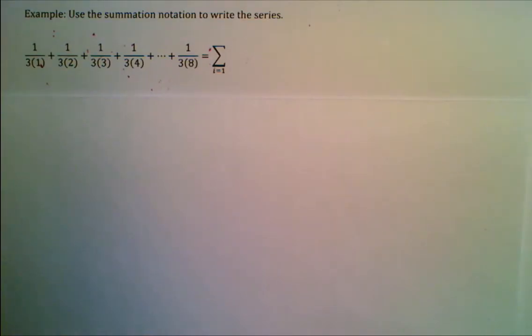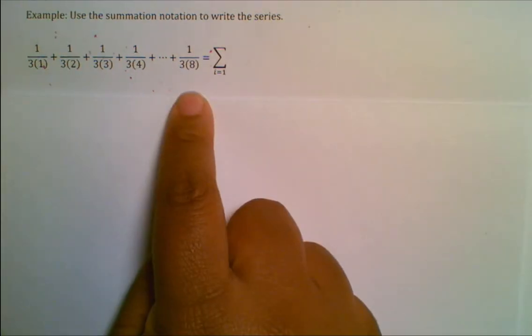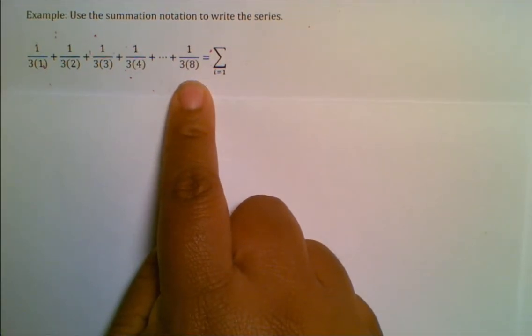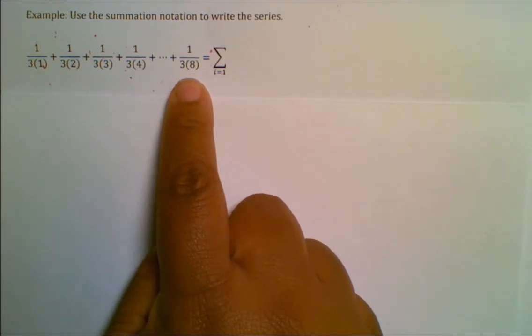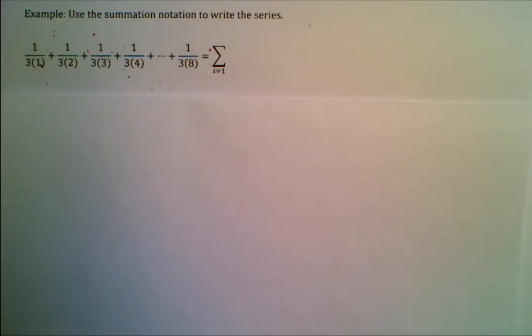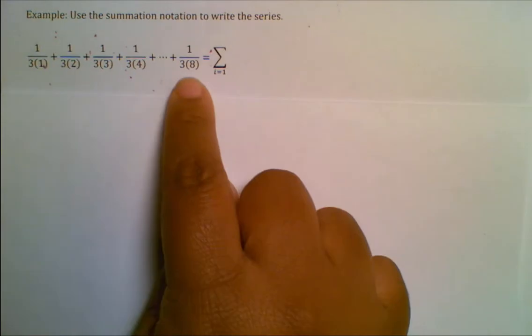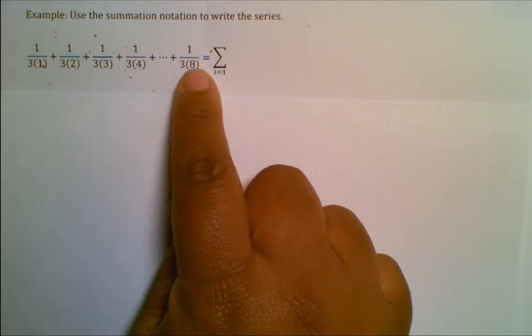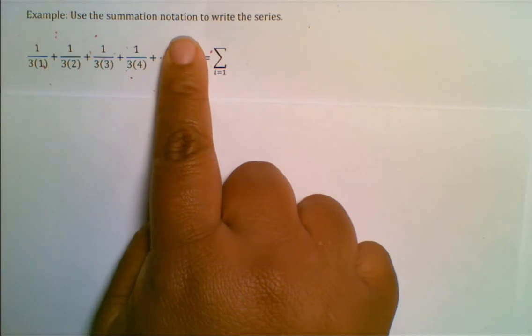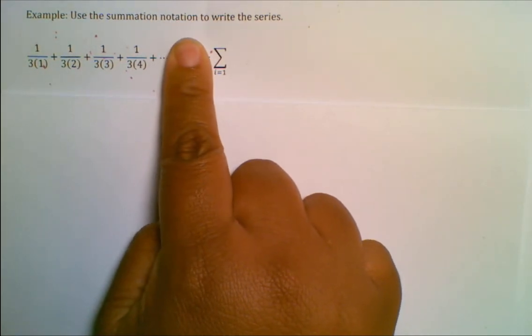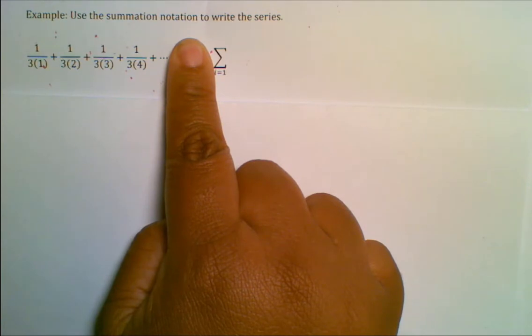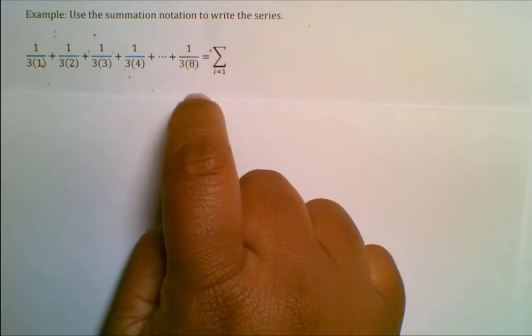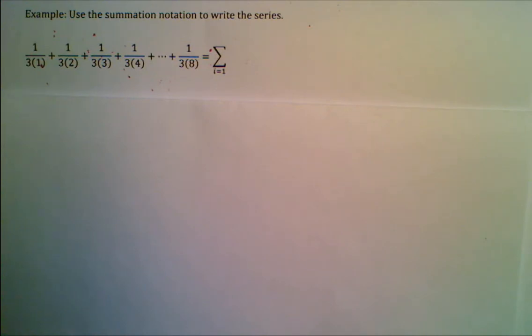So first things first, what we have to do is first determine if this series is finite or infinite. And this series is finite because one, it stops at a certain term, and the term here is 8, if you notice. Once we identify that as finite, if it was infinite, it would have ended with 3 dots. That means it would have been an infinite series, but it doesn't end there. It ends at 1 over 3 times 8.